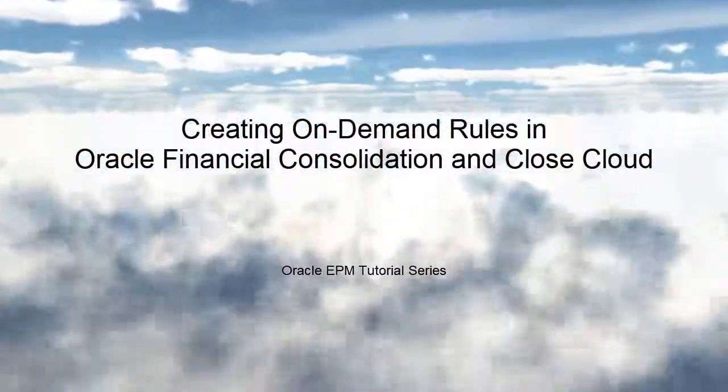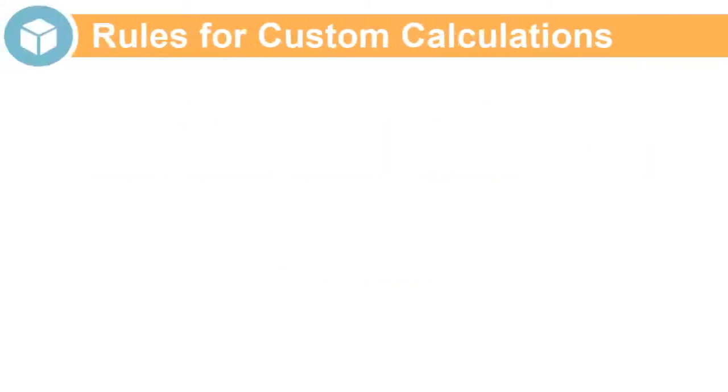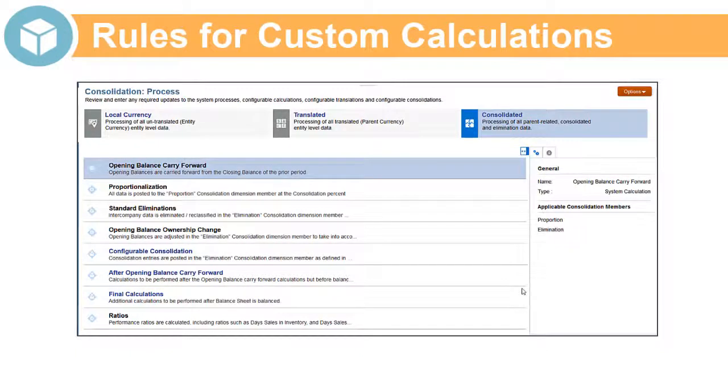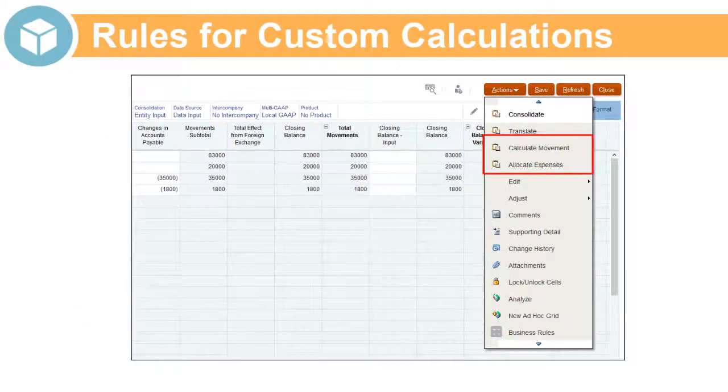In this tutorial, we'll show you how to create on-demand rules in Oracle Financial Consolidation and Close Cloud. You can add custom rules either to the consolidation process or as on-demand rules. Configurable calculation and configurable consolidation rules run automatically during the consolidation process. On-demand rules run when a user launches them from the rules card or from a data form. They do not run as part of consolidation.